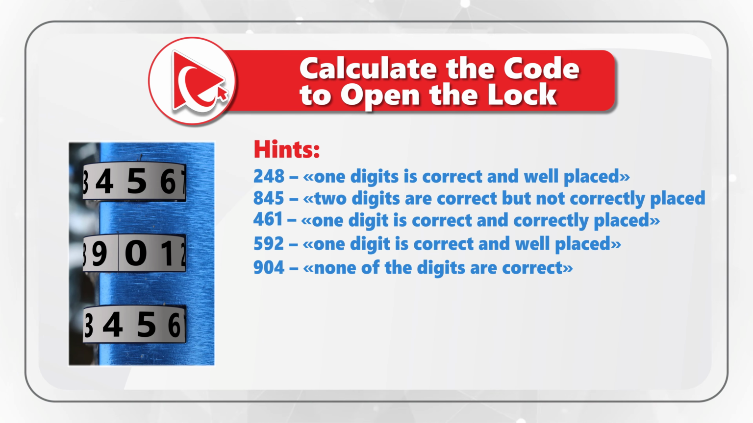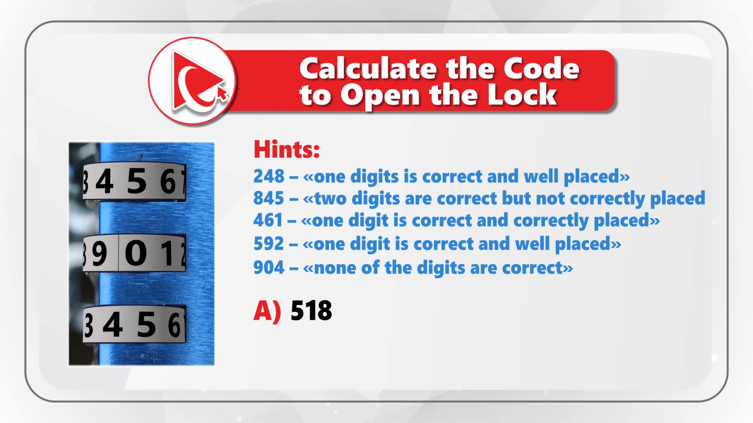In the digits 461, only 1 digit is correct and it is correctly placed. In the digits 592, only 1 digit is correct and it is well placed. And last but not least, hint that in the digits 904, none of the digits are correct. To open the lock, you need to process all the hints and select 1 out of 4 possible choices.